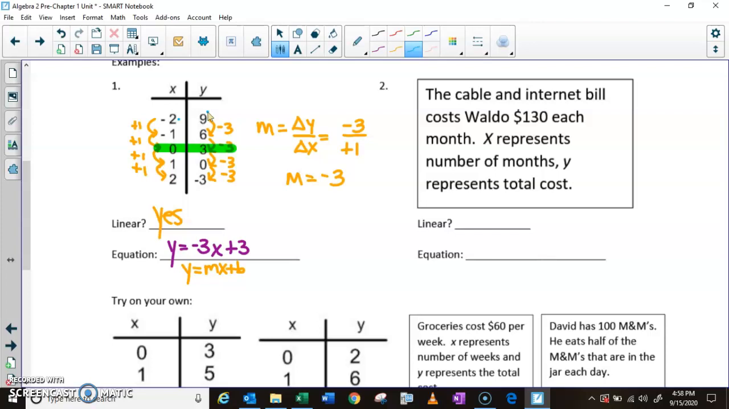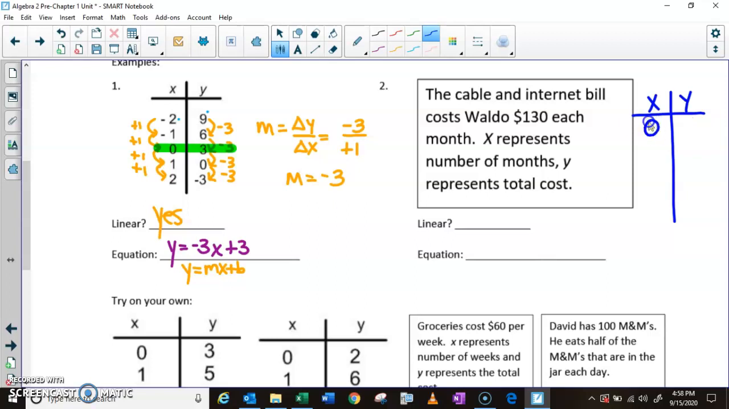X represents the number of months, Y represents the total cost. So let's create a table for this information. X is representing the total months. Y represents the total cost. So let's use our domain values.